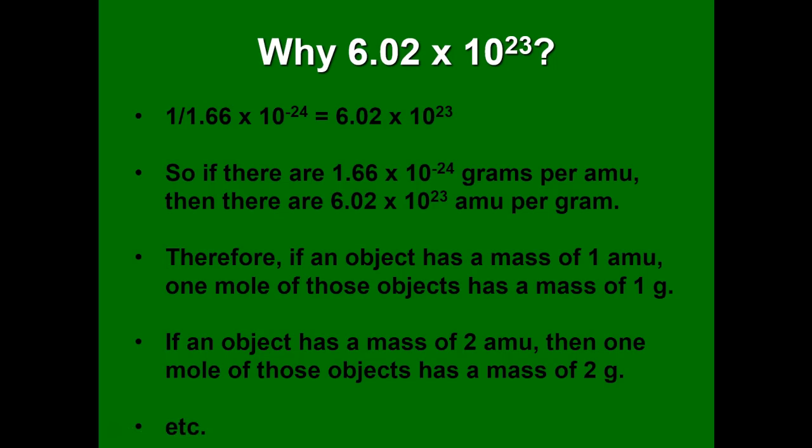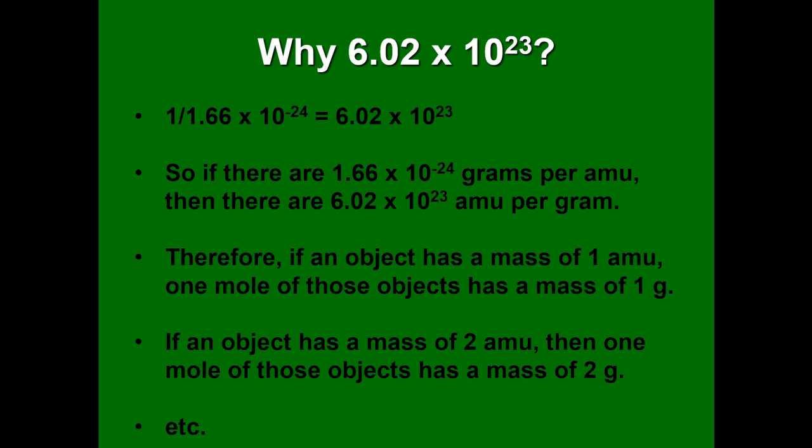And so what this number, Avogadro's number, allows us to do is go directly from masses in AMU from the periodic table and transfer that into masses in grams, which is something that we can handle in a laboratory, weigh out on a balance, and is much easier to deal with.